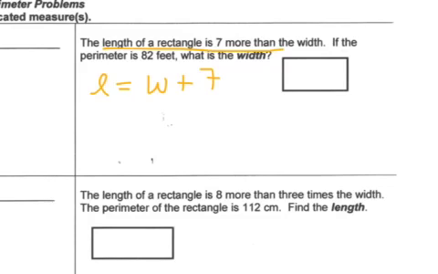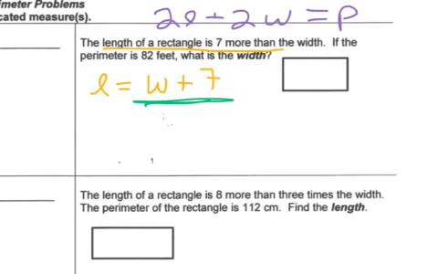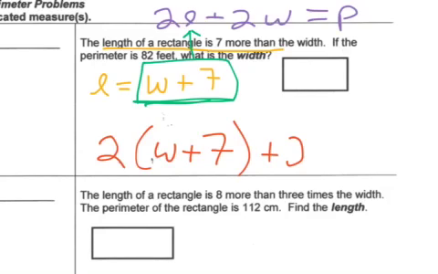Now I can use our little 2L plus 2W formula for perimeter. And all I'm doing is substituting this in place of the L. So that's why I rewrite it as 2 times W plus 7 plus 2W equals, in this case, 82 feet. And again, I'm going to just make this quick. W turns out to be 17 if you do this one correctly.